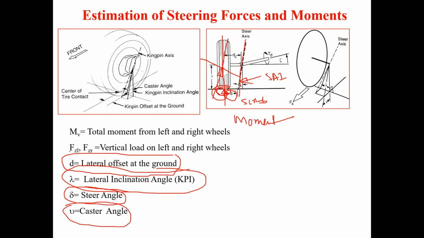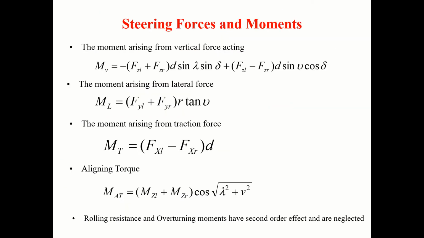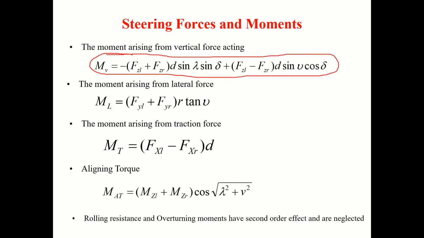FZL, if I write, is the vertical force on the left wheel, and FZR the vertical force on the right wheel. Okay, let us find the moment due to these vertical forces. Moment due to vertical forces is given by this equation. So how do we get this equation?